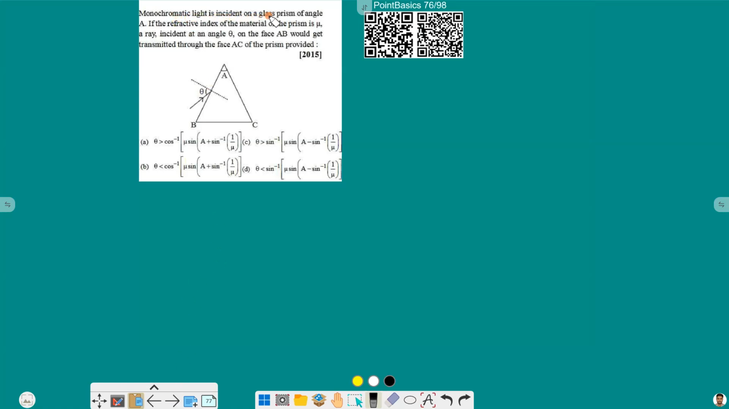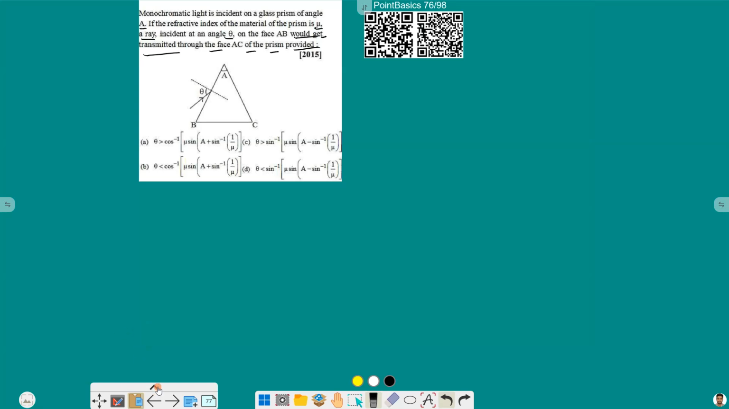Monochromatic light is incident on a glass prism of angle A. If the refractive index of the material of the prism is mu, a ray incident at angle theta on the face AB would get transmitted through the face AB provided. So we have to find out the value of theta such that this light gets transmitted.